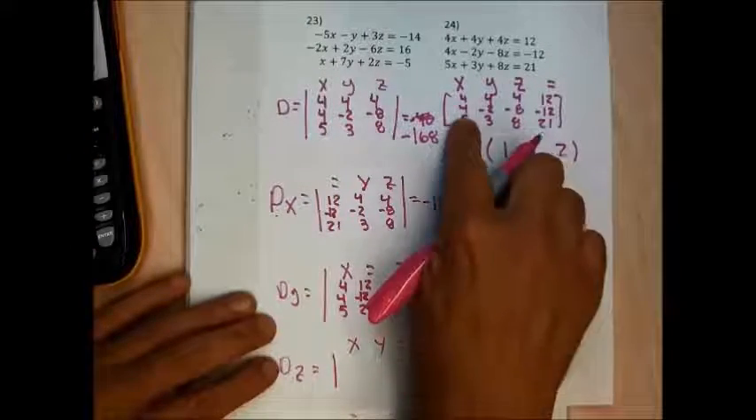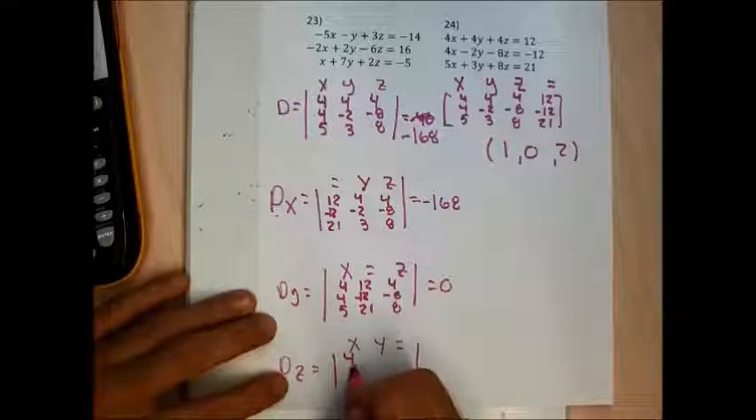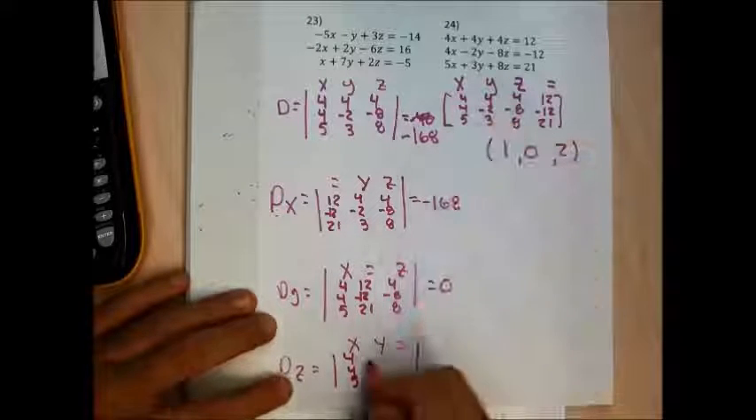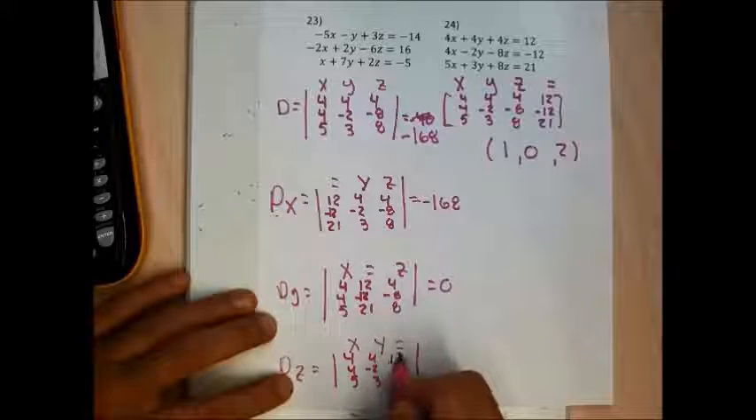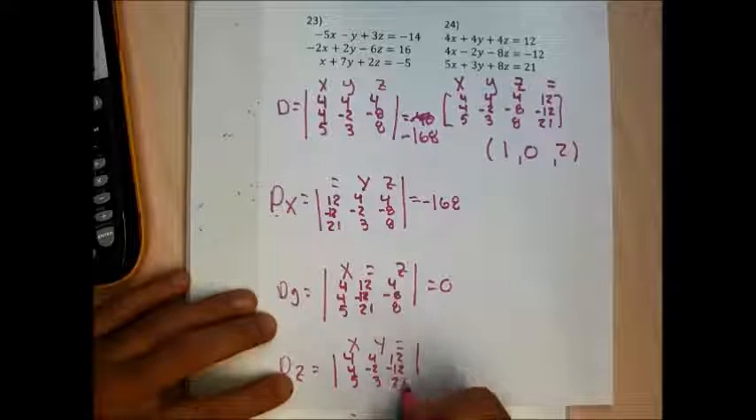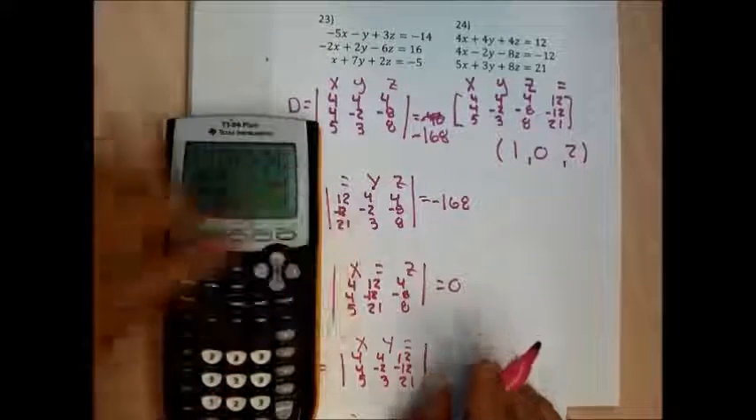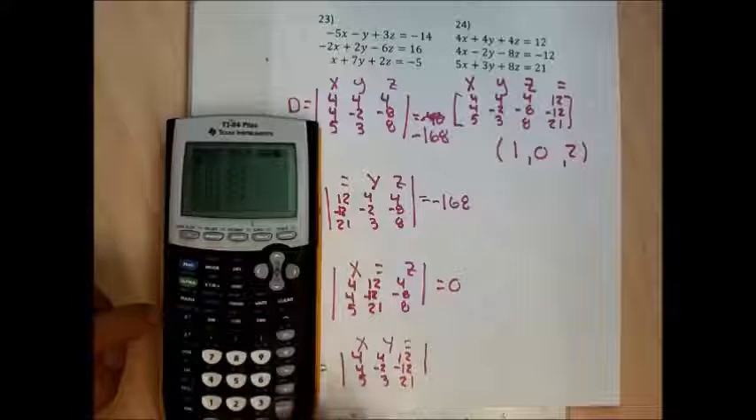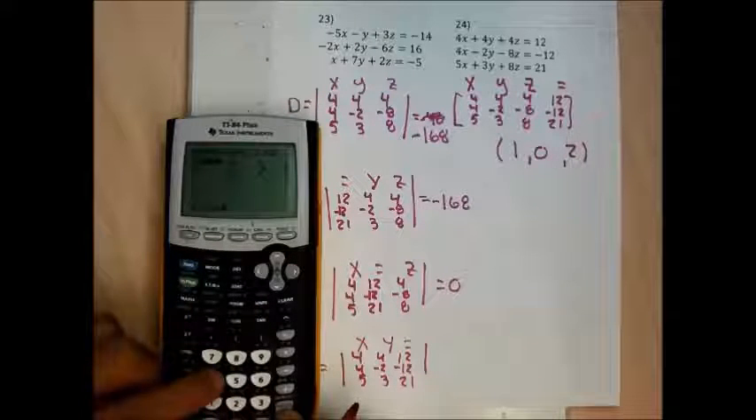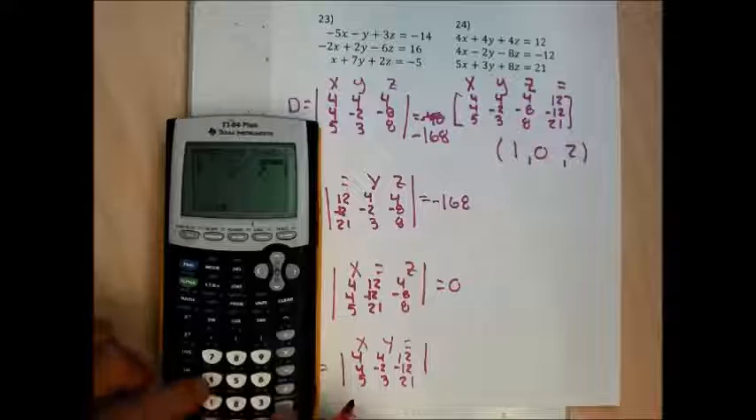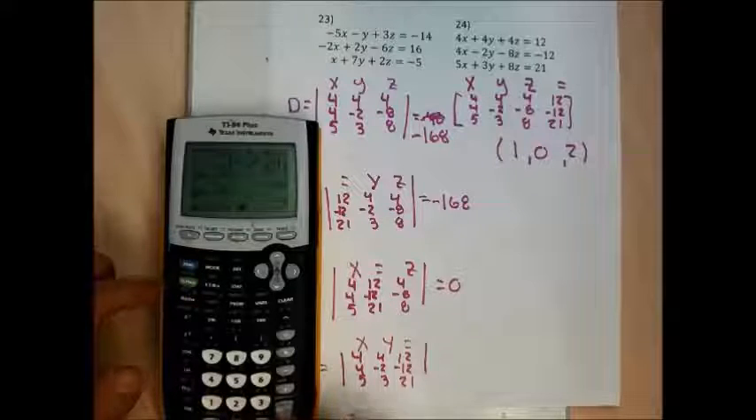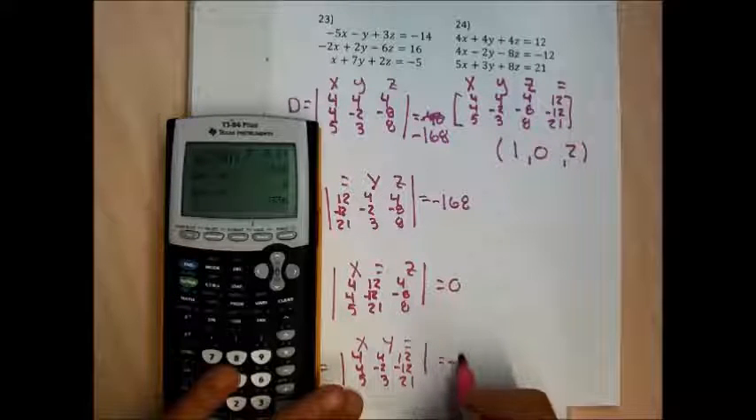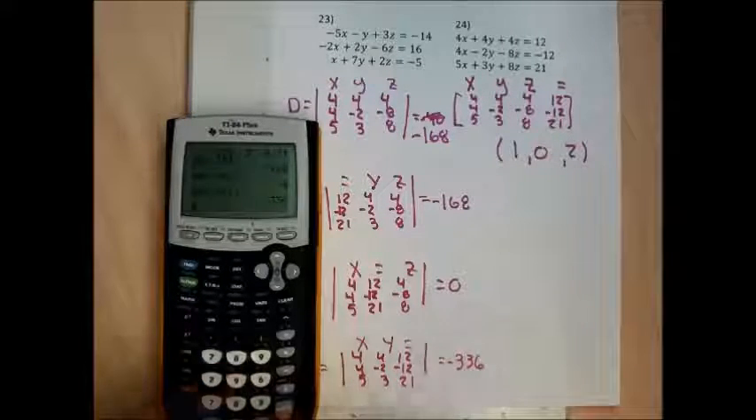Last one, X column first, 4, 4, 5. Y column, 4, negative 2, 3. Z column, 12, negative 12, 21. So tired of this. So 4, 4, 12, 4, negative 2, negative 12, 5, 3, 21. I get negative 336. Done with the grunge work.